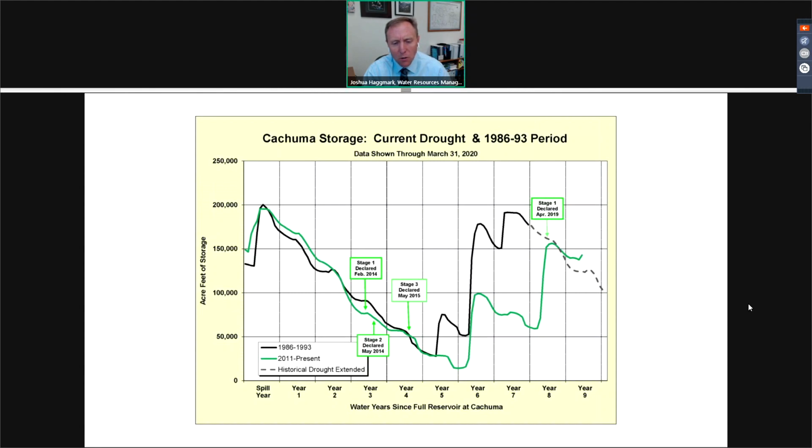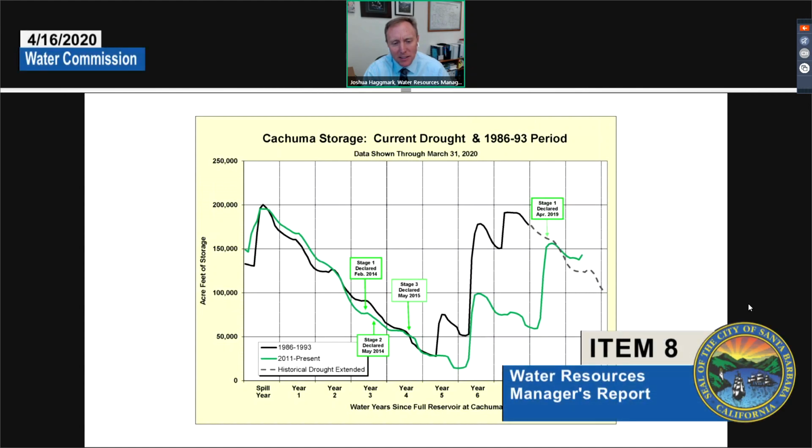We continue to track our water usage as it compares to the last drought of record. As you can see with where we are right now, we're in year 9 since the reservoir last spilled. I don't think we're going to see it spill this year, but we got pretty close. I think the reservoir is at 80% of capacity right now. Next slide.